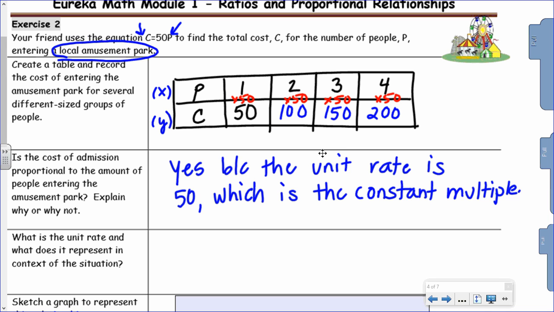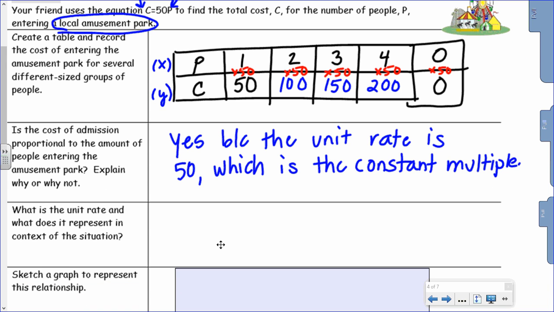Some kids have been telling me, well, wait a second, what if nobody goes? Well, then we didn't pay anything. And the cool thing here is that times 50 actually works there because 0 people times $50 is 0. So that constant multiple that we proved here actually works. That same number will work there. That's just something for you to see why it's proportional when it goes through the origin 0, 0.